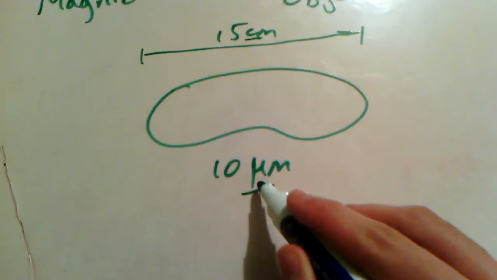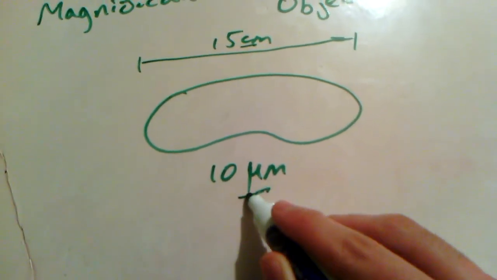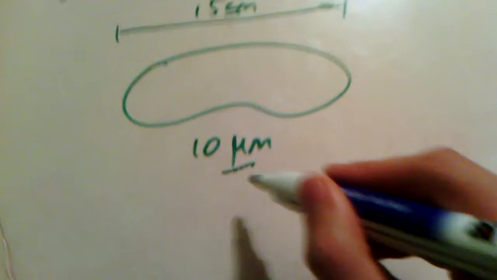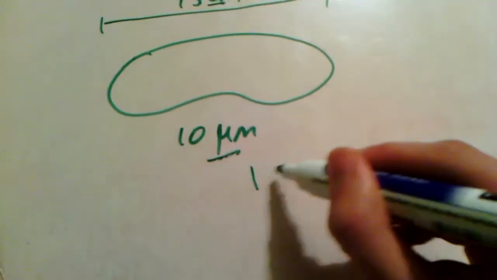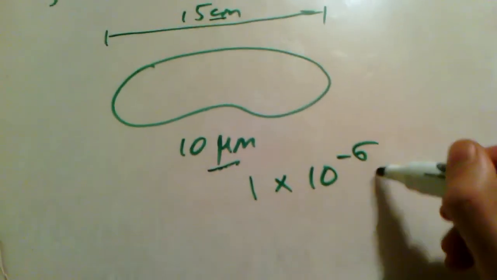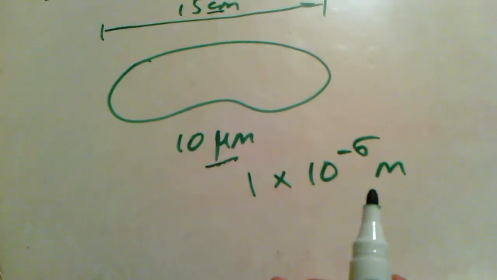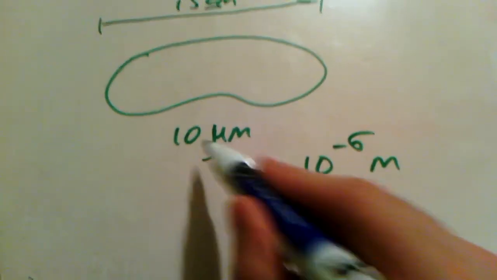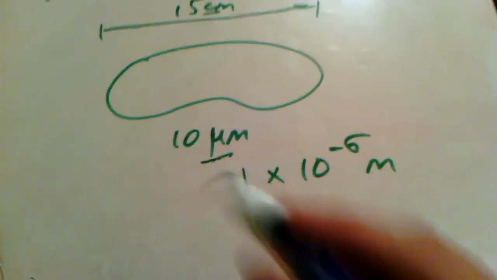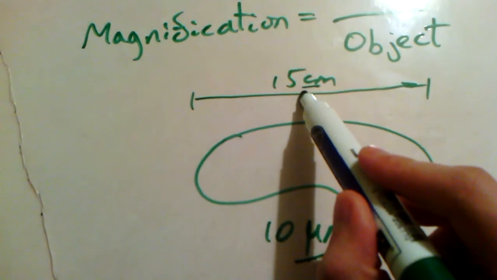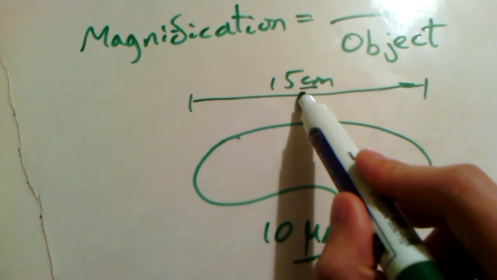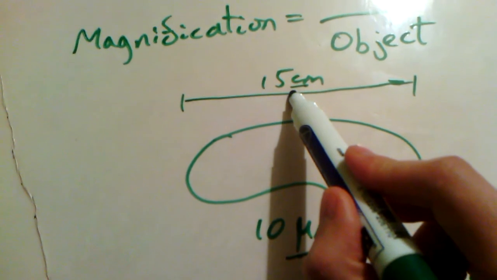But what we've got to know is how much micro is in relation to a meter. Well, 1 micrometer is the same as 1 times 10 to the minus 6 meters. So to get that into meters, we're going to do 10 times 10 to the minus 6. Centimeters, we should know how to convert into meters. We're just going to divide by 100. That's right, isn't it?